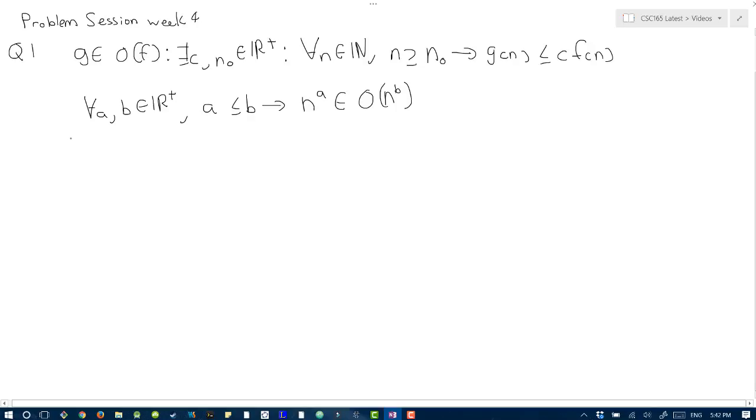Okay, so first of all, we're just asked to rewrite this with the big O definition expanded. So let's do that. This part remains the same, and then this is the part that's different. Here, we wouldn't add this part, but instead of g, we would have n^a, and instead of f, we have n^b. Otherwise, it would be the same.